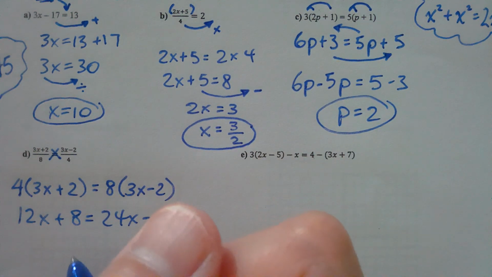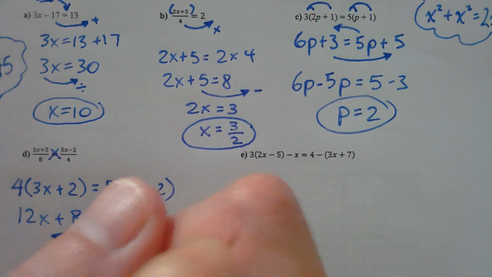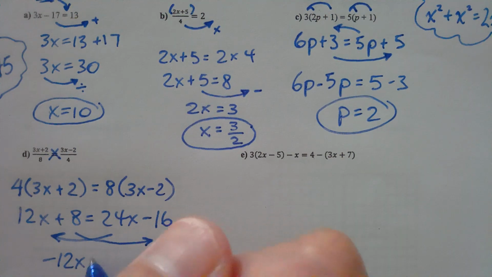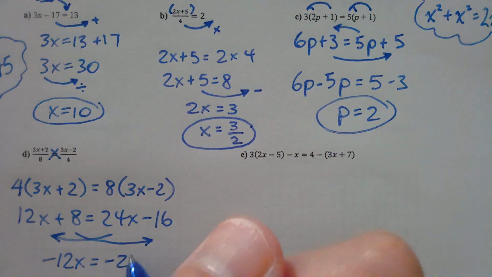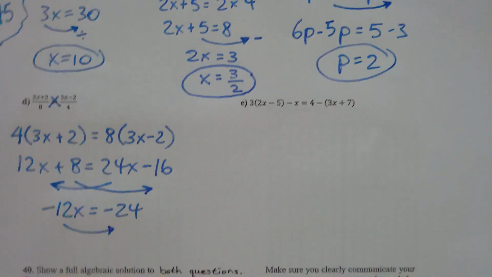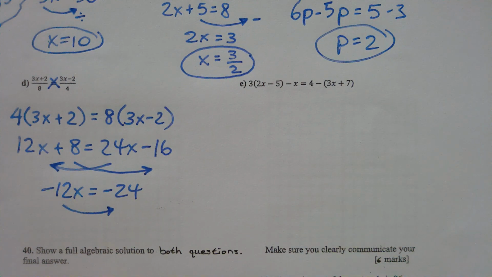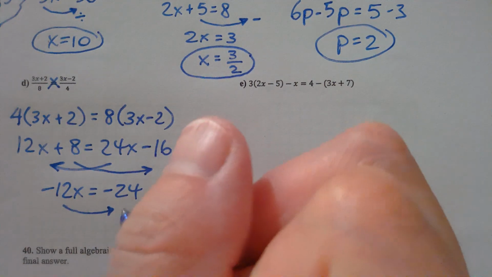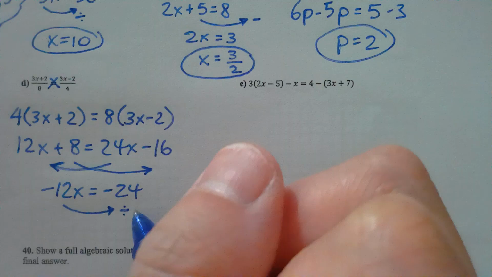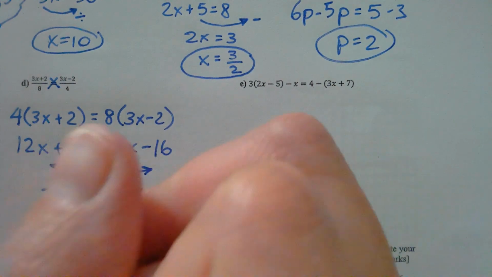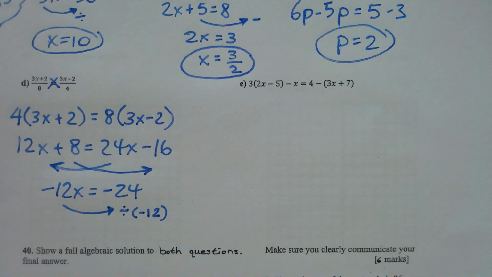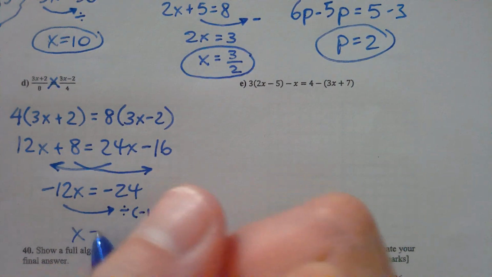Move the 24 to the left, move the 8 to the right, change the sign, so you get negative 12x equals negative 24. So when you divide, am I dividing by negative 12 or 12? Negative 12. Good, because when we do the dividing, we're already doing the opposite, from multiply to divide. So we don't change the sign when we multiply or divide. So x equals 2.